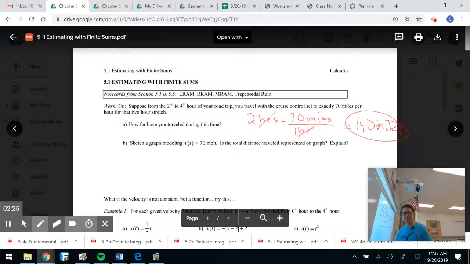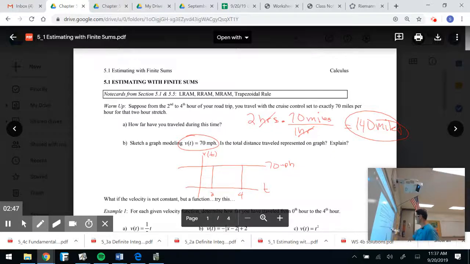Now B says, hey, can you sketch this? And it says sketch that right there. Well, that would just be a constant, right, class? Now let's make sure I label my axes correctly. That'd be V of t, and that'd be time. And I'm going at 70 miles per hour, right, class? And I'm going to go from 2 to 4 hours.